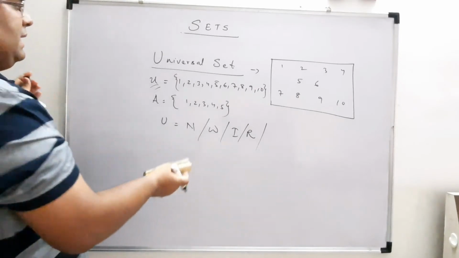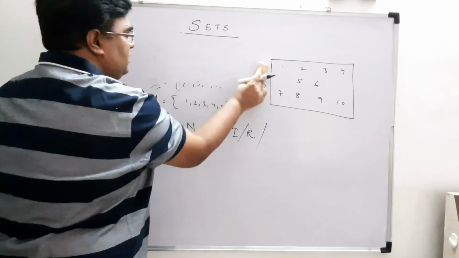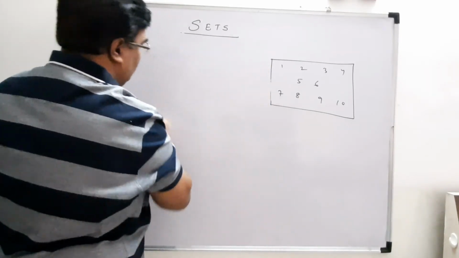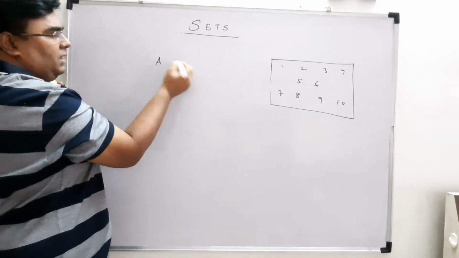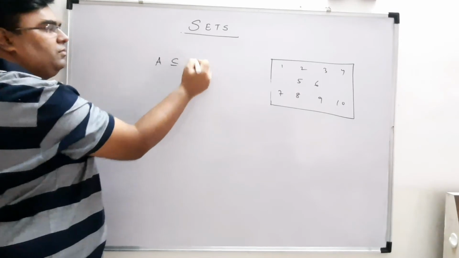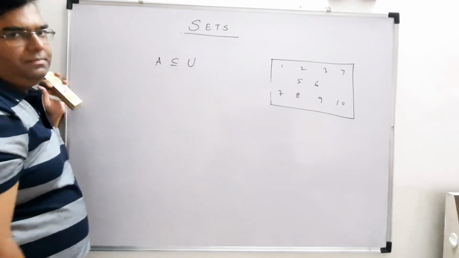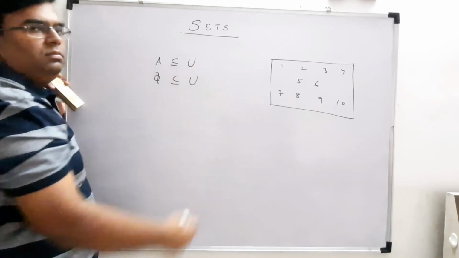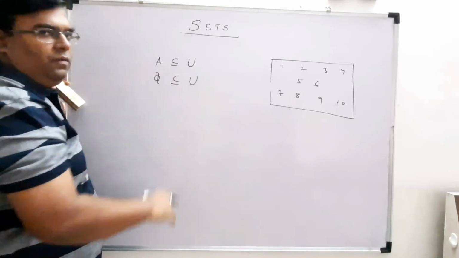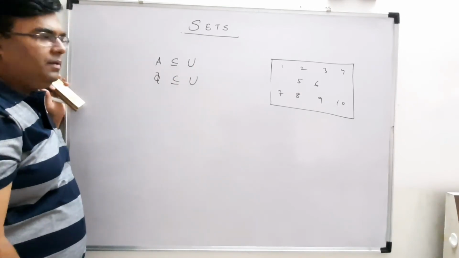Now let us understand another set, which is, and what is the property? Any set A is basically what? A subset of universal set. Same 5 empty set is also a subset of universal set, okay?